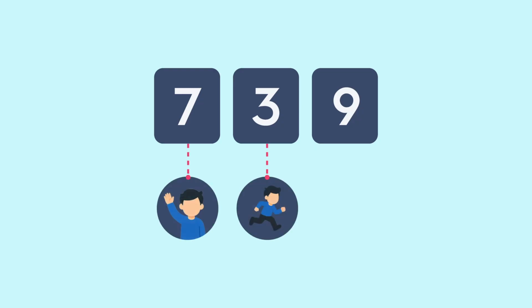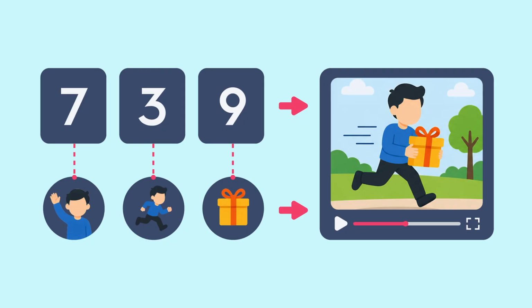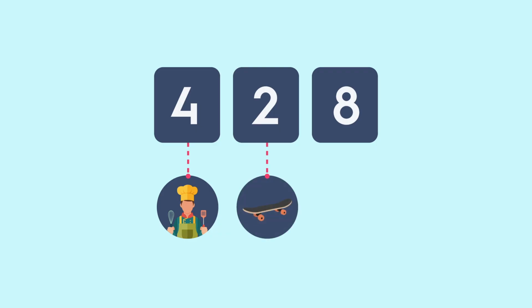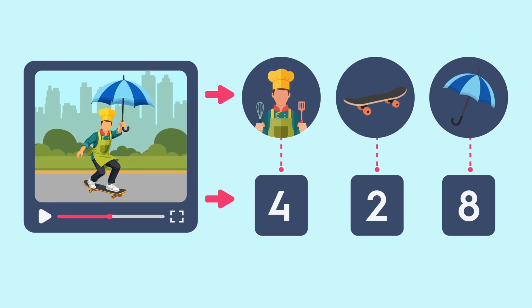To encode a 3-digit chunk, combine the elements. Take the person from the first digit, the action from the second digit, and the object from the third digit. Then merge them into a single, memorable scene. Let's try an example. Suppose 4 gives us a chef, 2 gives us skateboarding, and 8 gives us an umbrella. The number 428 becomes a chef skateboarding with an umbrella. To recall it, reverse the picture back into digits.